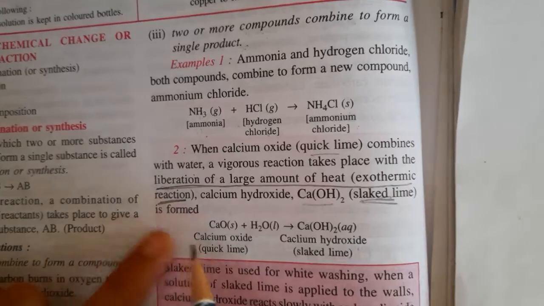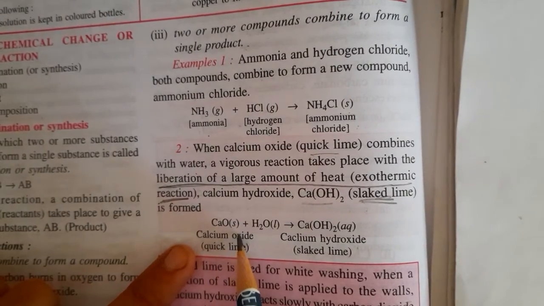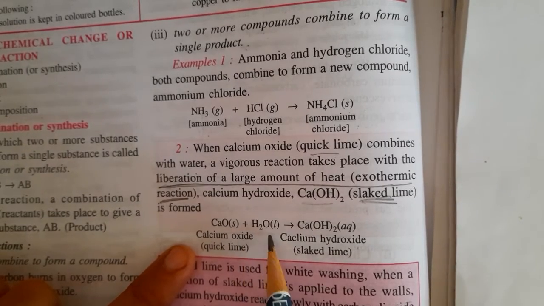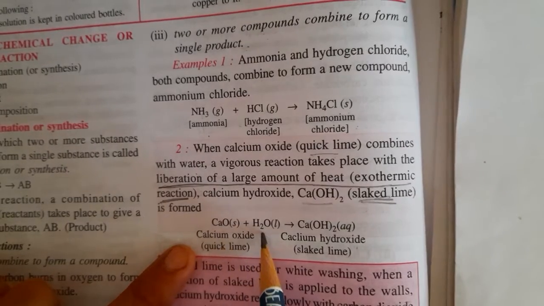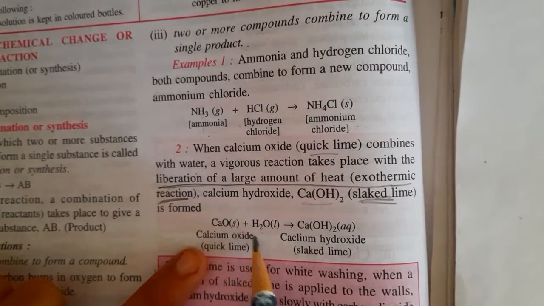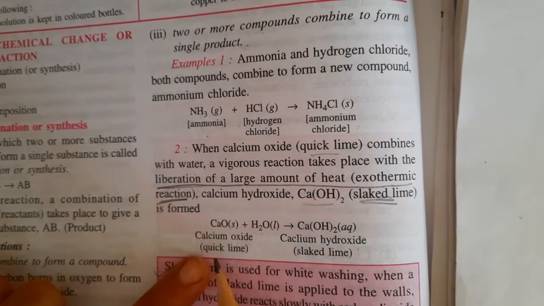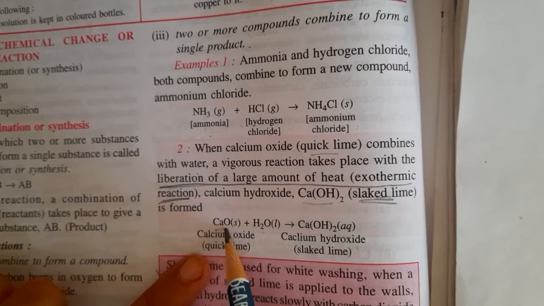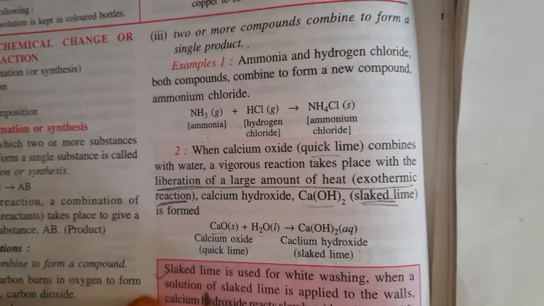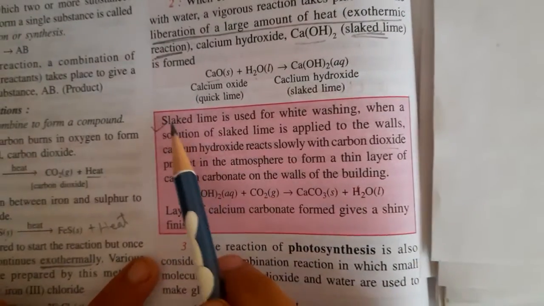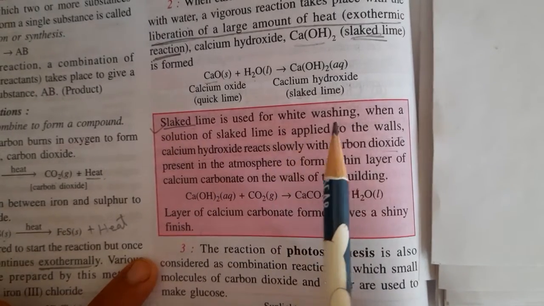Second, in this reaction calcium oxide plus water combine together. Calcium oxide is a compound, water is also a compound. Both compounds combine together and form a new compound, a single product. Calcium oxide is called quicklime, and slaked lime is formed. The slaked lime, Ca(OH)2, is used for whitewashing.